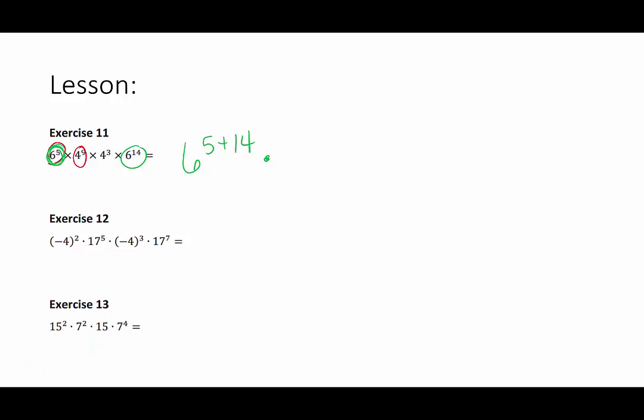The second group will be our 4s. We have 4 to the 9 plus 3 power. So in the end, this is going to give us, let's do purple, shall we? 6 to the 19th power times 4 to the 12th power, and that's as far as we can go without multiplying it out.